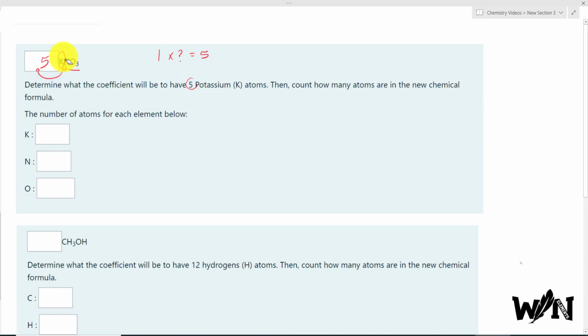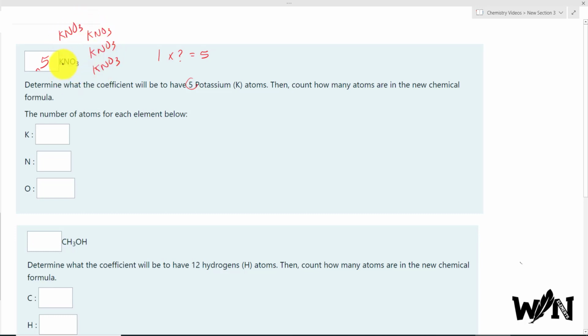There you go. So as you can see, 5 for the coefficient means there are 5 of KNO3, KNO3, KNO3, and one more, KNO3. That's what the coefficient means. It means there are 5 of whatever it is. If it's 2, that means there are 2 of KNO3. So the coefficient tells you how many of the whole entire substance. As you can see, we just multiply them all by 5.